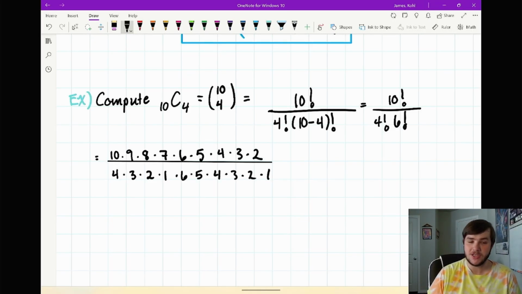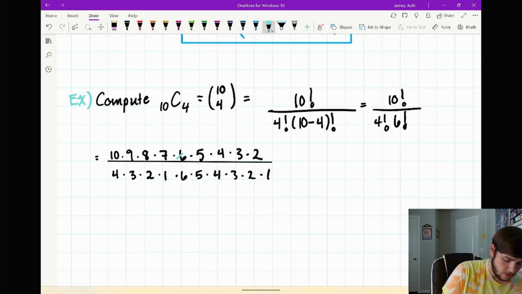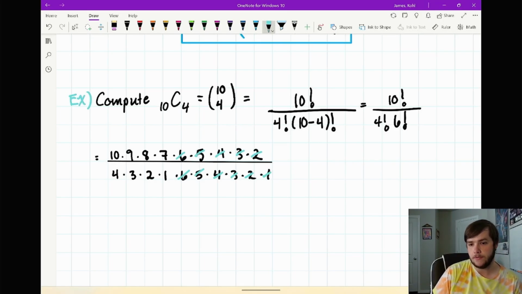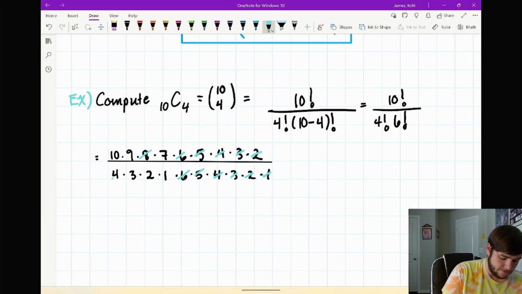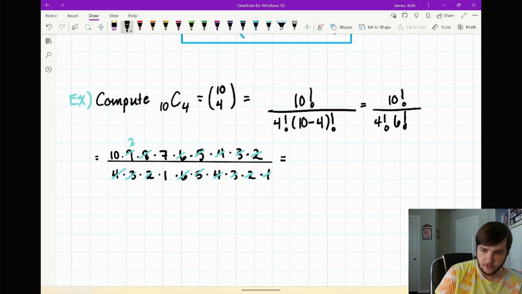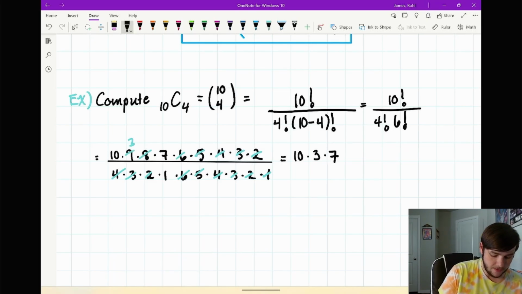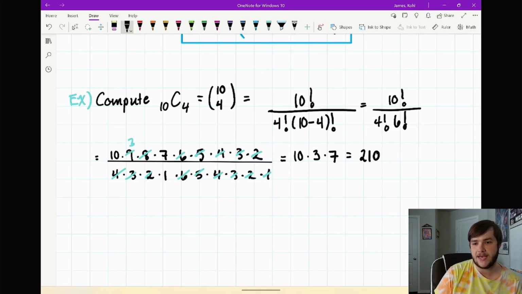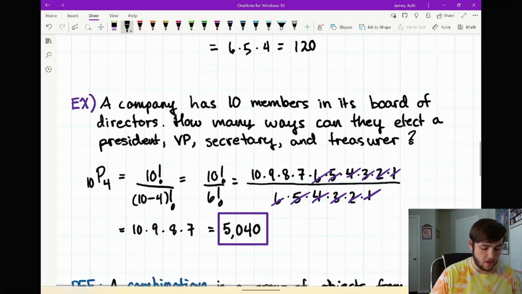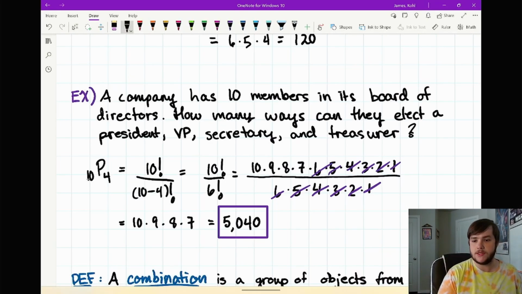And now we've got a bunch of stuff to cancel. Notice all of my factors 6 and below cancel with my 6 factorial on bottom. Now, though, I've got an 8, which cancels with 4 and 2 down here. And I can cancel one factor of 3 here. And everything on the bottom is now just 1. And I'm left over with 10 times 3, the 8 is gone, times 7, the rest is gone. So this is 210.